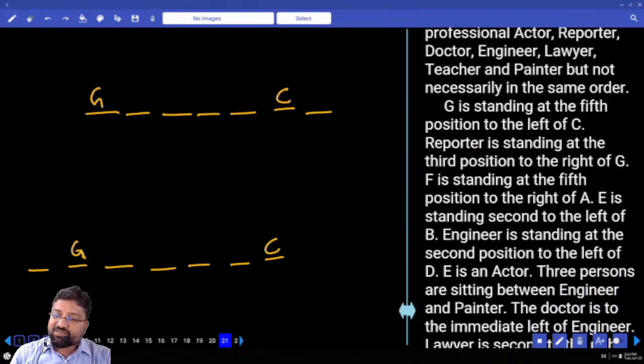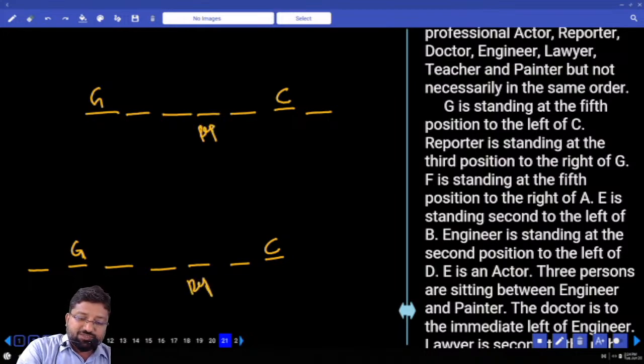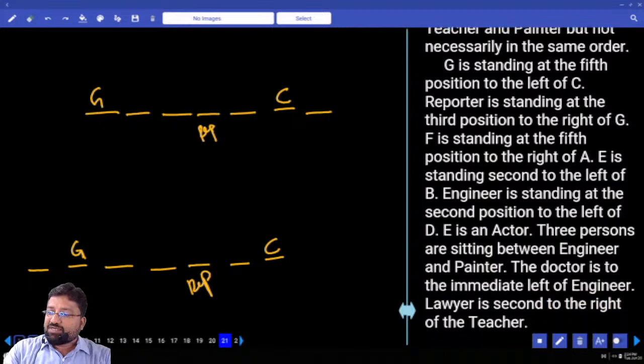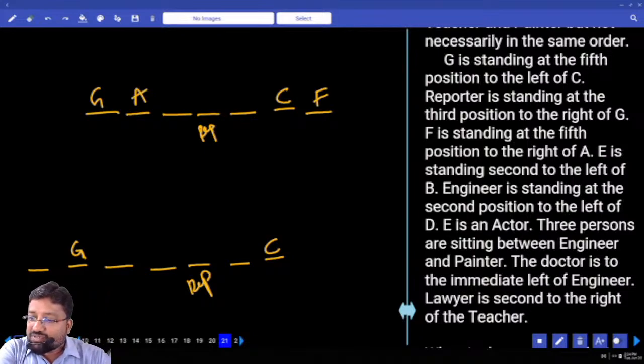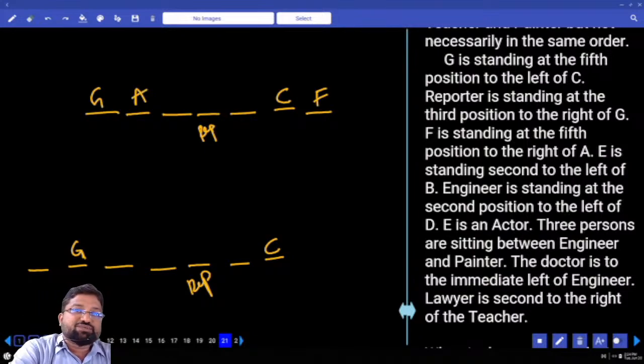Reporter is standing third position to the right of G. F is standing fifth to the right of A, so we will cover another 6 places. Already one person and one person are in the corner. So surely this is A, this is F. Why? F is standing fifth position to the right of A.